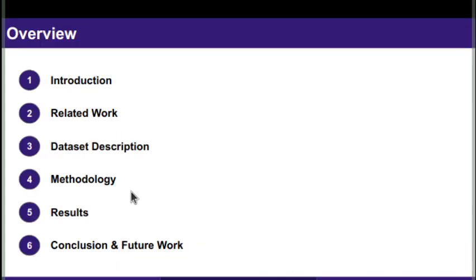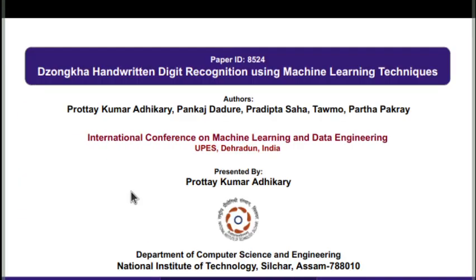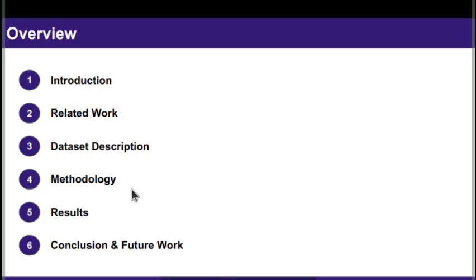In this paper, first I will discuss the introduction of the terms that we all should know. Then I will talk about some related works, and after that the dataset we have collected, and using that, the algorithms we have applied. Then we will discuss the results, and I will conclude this presentation with the contribution and how we can take this work further.